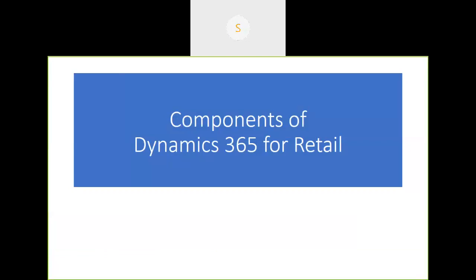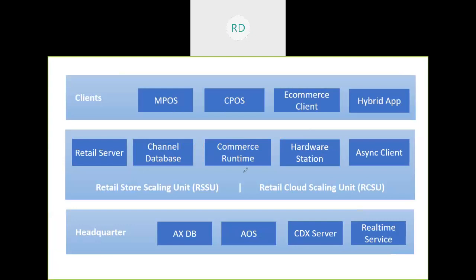So let's see all those components. Maybe in previous slides you have seen many new names, but I'll explain each and everything now. There are three layers. First is the headquarter, second is the scaling unit. Scaling unit in the sense retail server components. And third is the clients. So we can say this is a three-tier architecture.